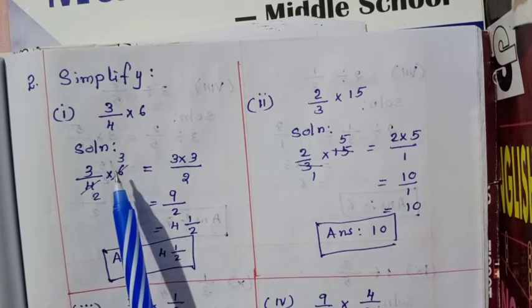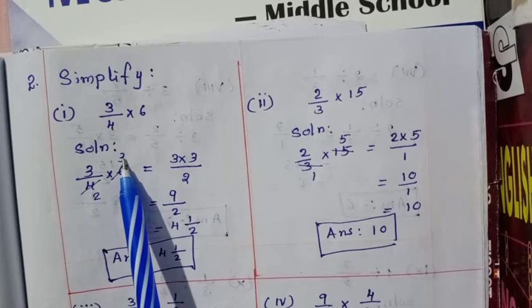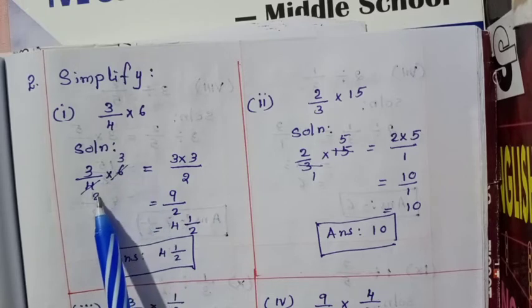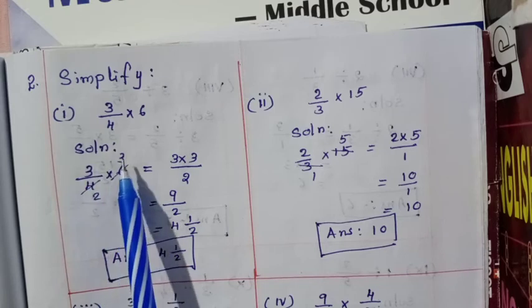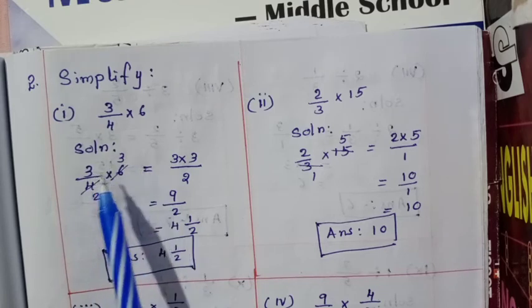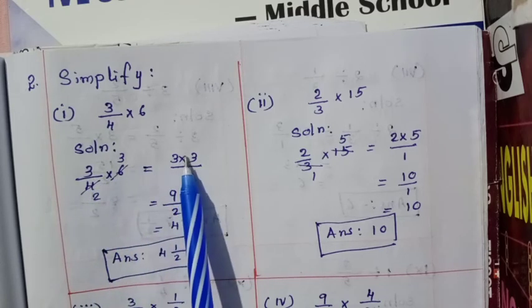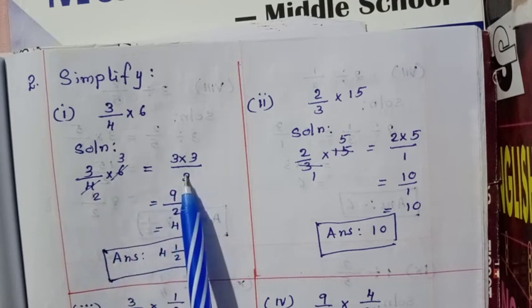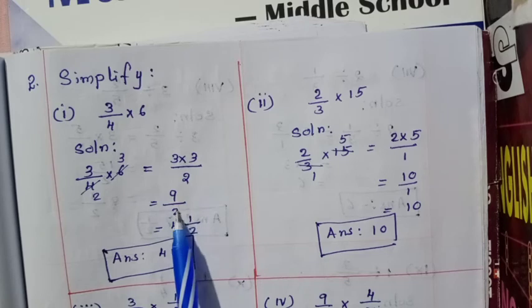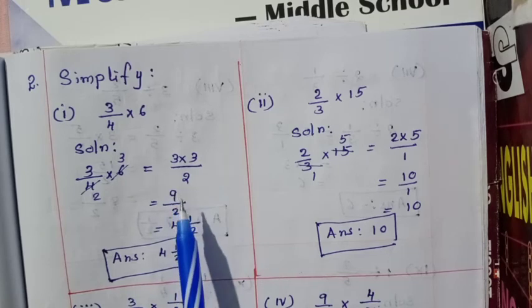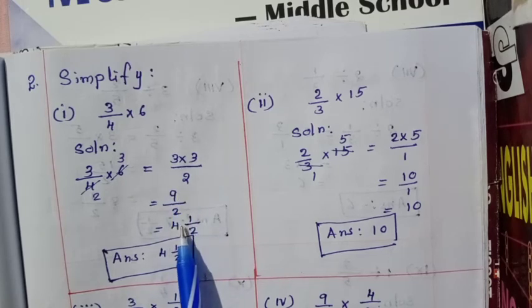Then 2 how many times in 6? That is 3 times. We are writing up. So now the denominator is only 2. Numerator is 3 into 3. So we cannot cancel. Then 3 into 3 in the numerator and 2 we write as the denominator. So 3 into 3, the answer is 9 by 2. Numerator is greater, so divide and write as the mixed version, which is 4 1 by 2.